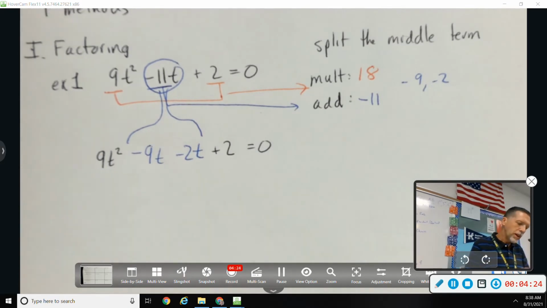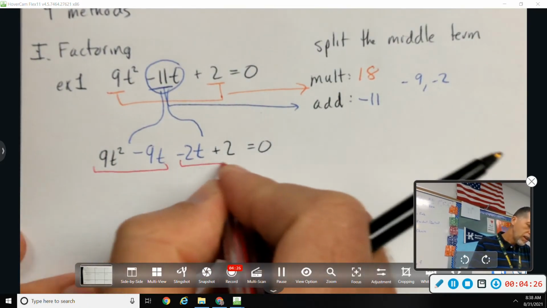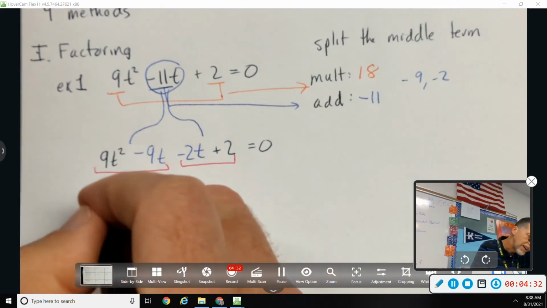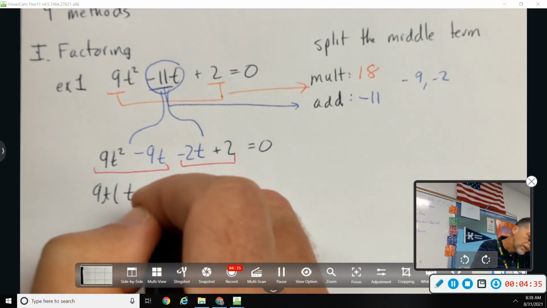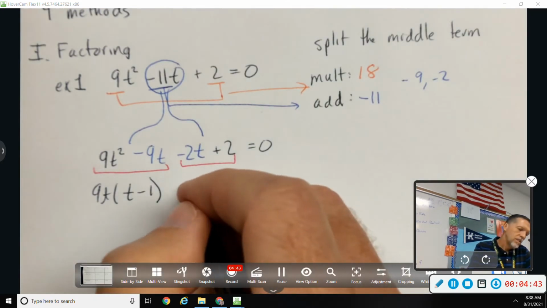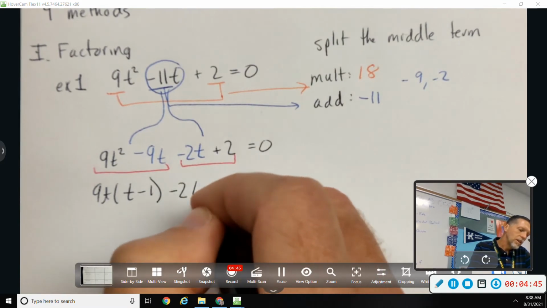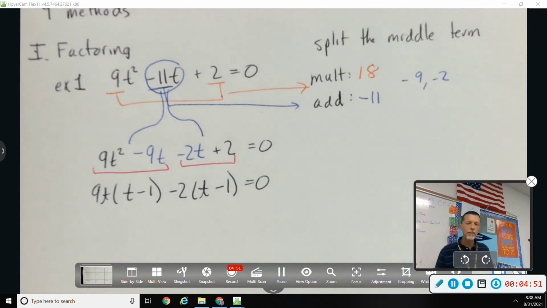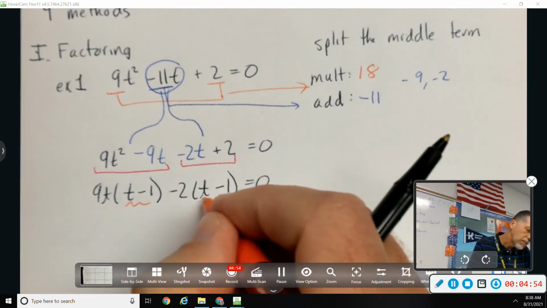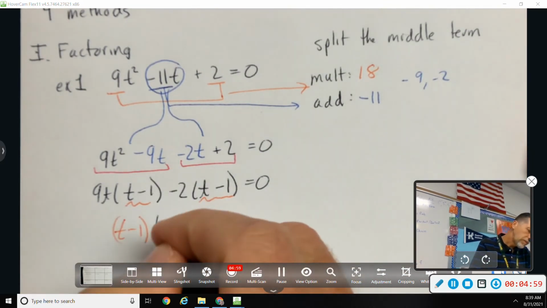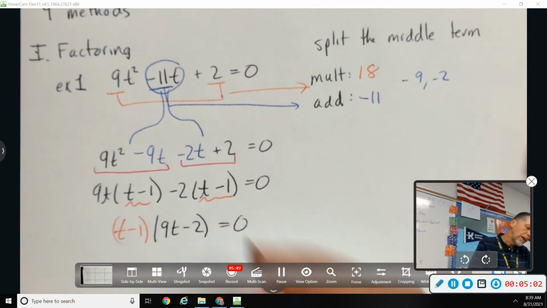Next is factor by grouping. But if we make it this far, you're good, because grouping is easy. So I can factor out a 9t. That leaves t minus 1. What can I factor out of the next 2? I'm going to factor out a negative 2, because then my leftovers will be t minus 1. I really like it when the leftovers are the same, because then I can factor out the t minus 1, and that leaves 9t minus 2.